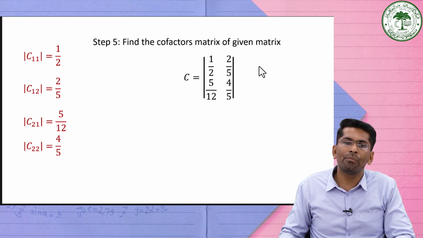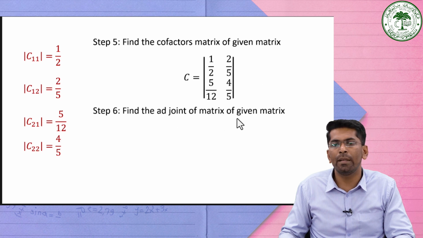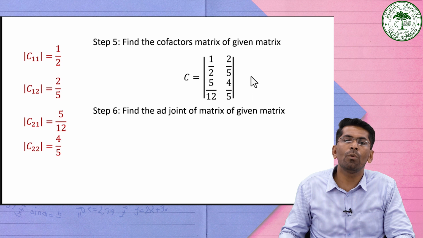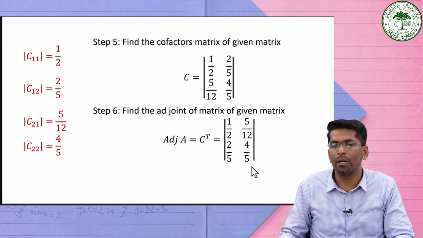After finding the cofactor matrix, we will go for finding the adjoint of a given matrix. If you take the transpose of the cofactor matrix, you will get the adjoint. So we are going to interchange rows into columns. So it will become 1 by 2, 2 by 5, 5 by 12 and 4 by 5. So this is the adjoint.